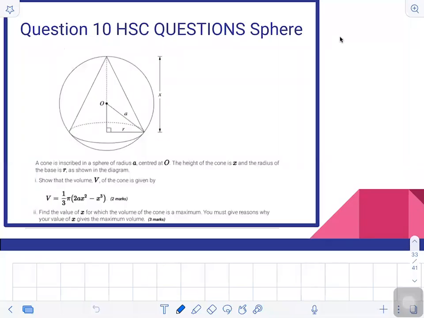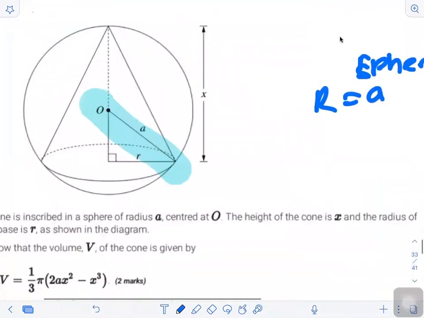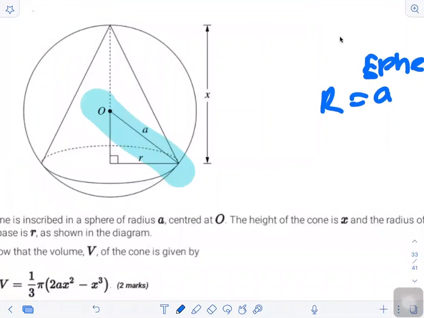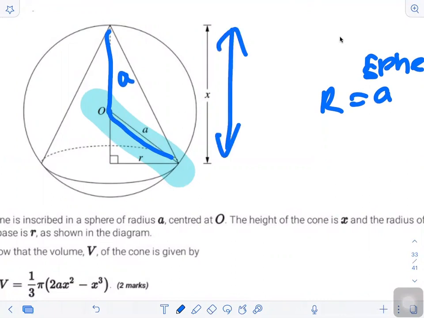Okay, so looking at this one here, we have a sphere, and the sphere has a radius of A. So the radius of the sphere is A. That's the sphere. Now, looking at this also, if that's A along there, just be careful that you know that is also A there. X is the whole height of this cone, okay?